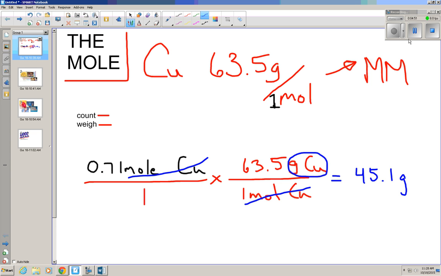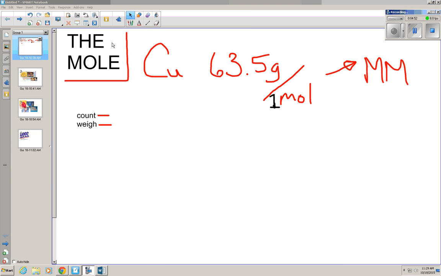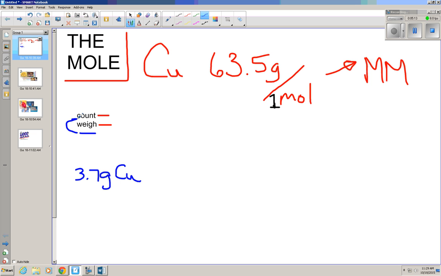Well, let's go crazy with this. Let's say instead of giving you a certain number of moles, I'm going to give you a certain number of grams. I'm going to give you 3.7 grams of copper. Can you convert from how heavy that is to how many there are? Can you convert from grams of copper to moles of copper?